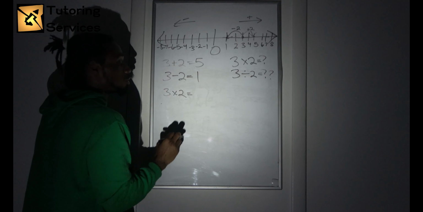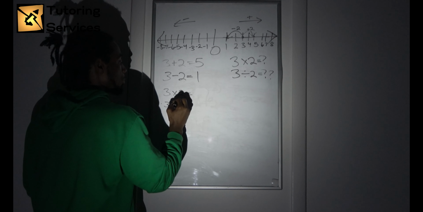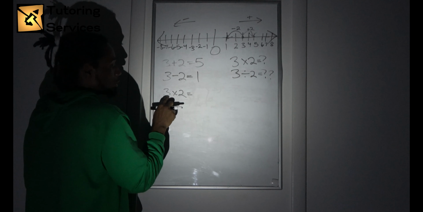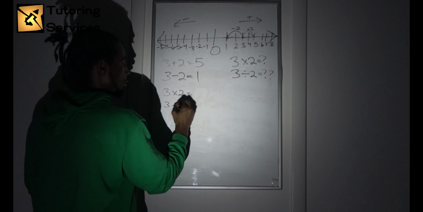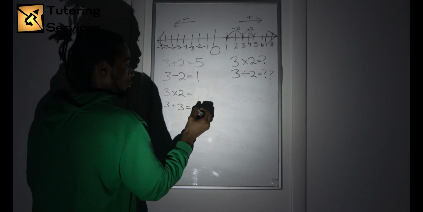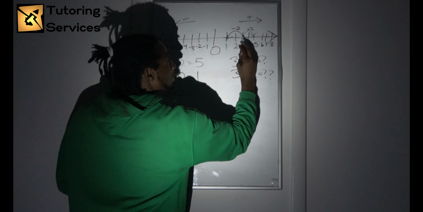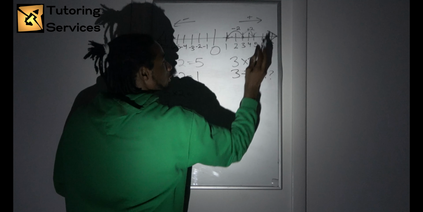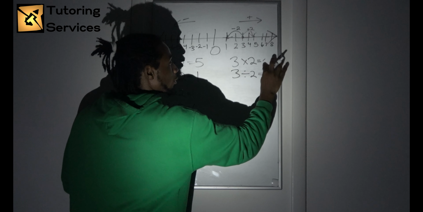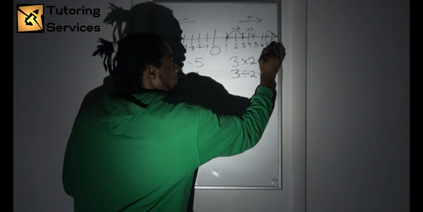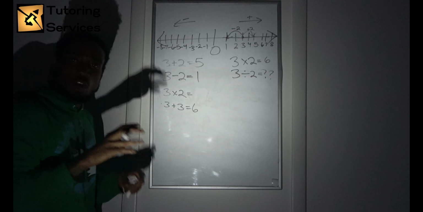3 times 2 is nothing more than 3 added to itself 2 times. So 3 plus 3, which equals, well, we could use the number line: 3 plus 3, 1, 2, 3, 6. So 3 plus 3 equals 6. Therefore, 3 times 2 equals 6. Hope I didn't lose you.